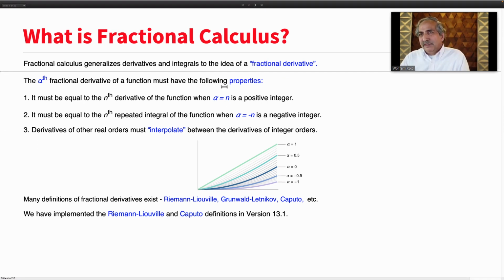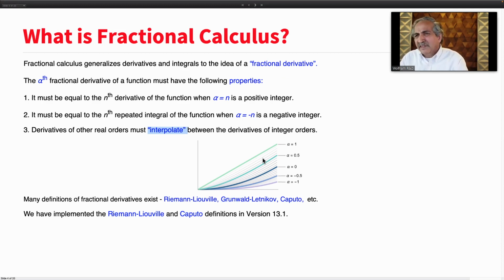This alpha derivative must have some properties. Of course, when you do modern science or mathematics, you want to have backward compatibility. You don't want something completely new. So it must be equal to the nth derivative of the function when alpha is a positive integer. If alpha is 3, that should be the third derivative. And it must equal the nth repeated integral when alpha is negative n. So if alpha is negative 3, then you must have the third repeated integral. And for all the orders, it must somehow interpolate between the derivatives. You see a figure here which is worth keeping in mind. That's the integral, that's the derivative, and all the orders in the middle will somehow interpolate in terms of their graphs.